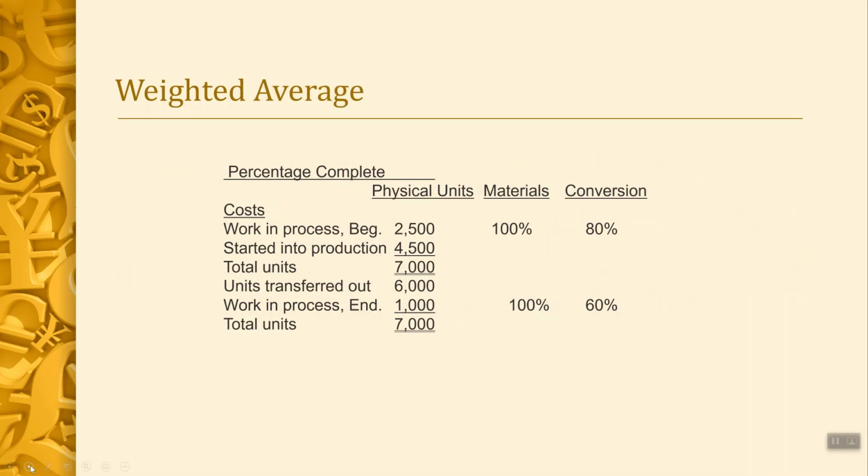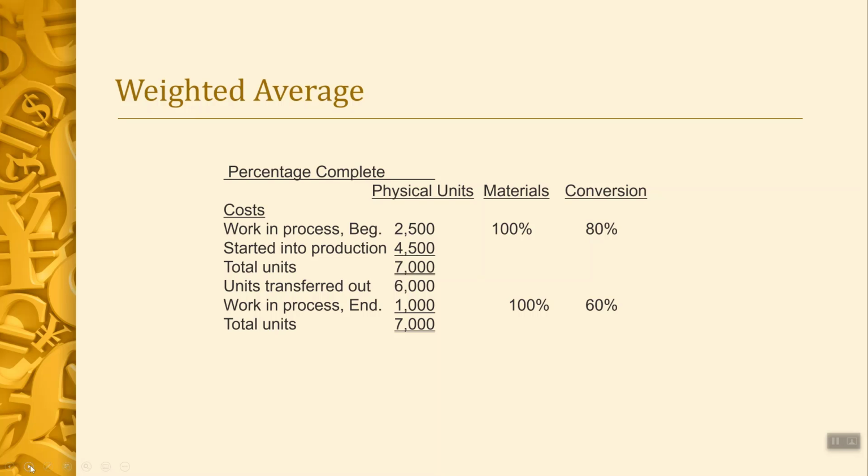From the question here, we see that work in process beginning was 2,500, material was 100%, and conversion was 80% at the beginning. Started into production was 4,500, total units produced was 7,000.